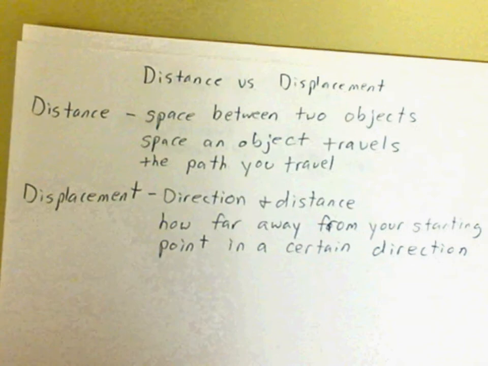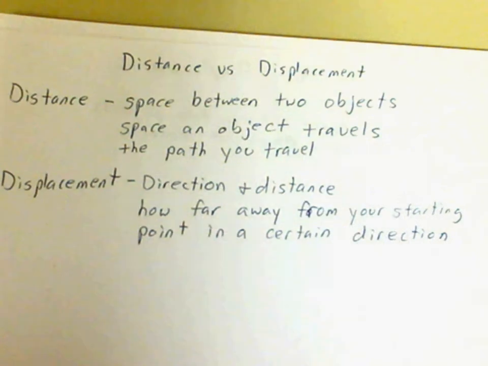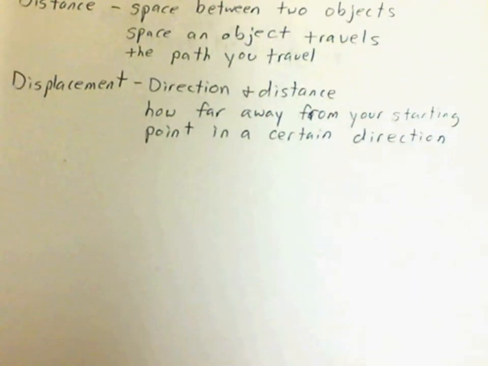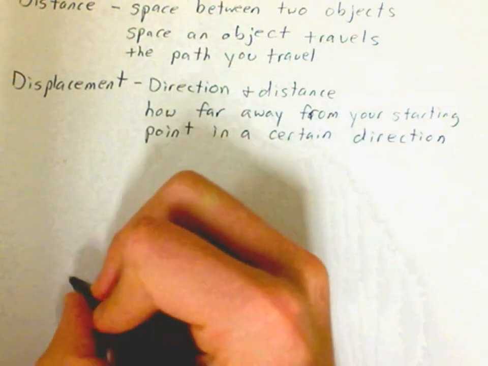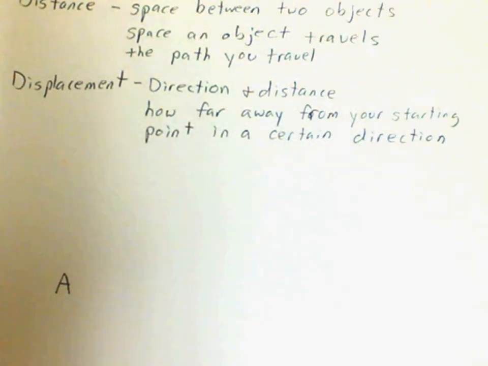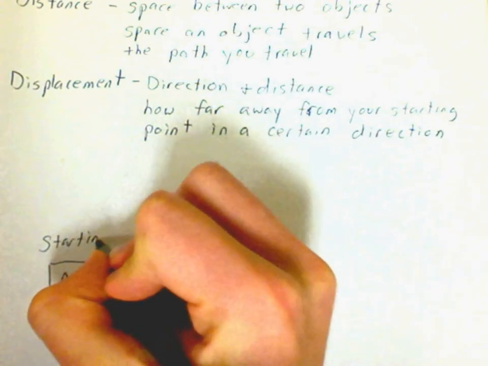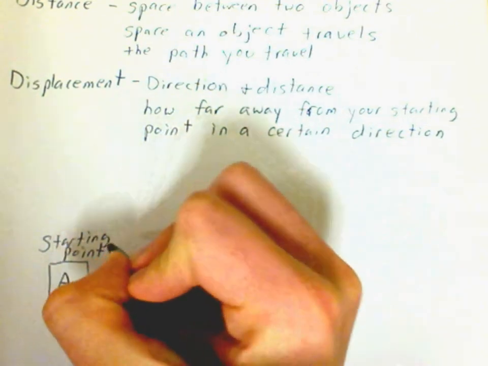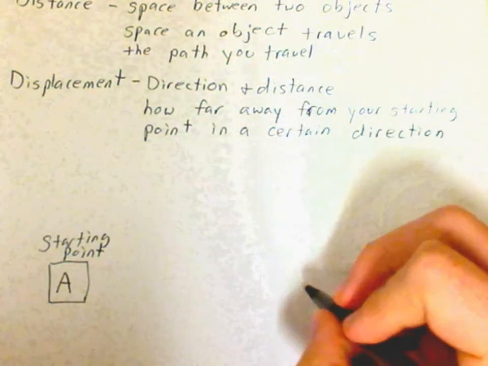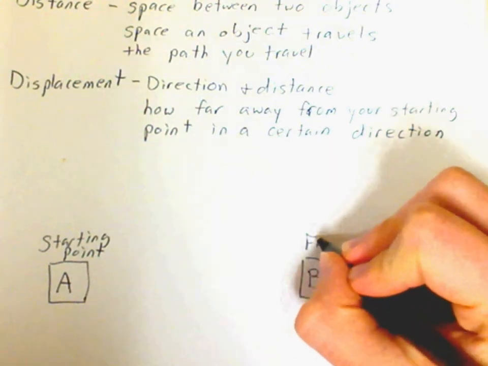Now that we have those two definitions, let's think about this for a little bit. All right, let's draw a little picture of what the two things are. If you have a starting point of being A, and A can be whatever you want it to be, it can be your house, it can be school, it can be a friend's house, that is point A, your starting point. And then B is where you finish, or B is your destination.